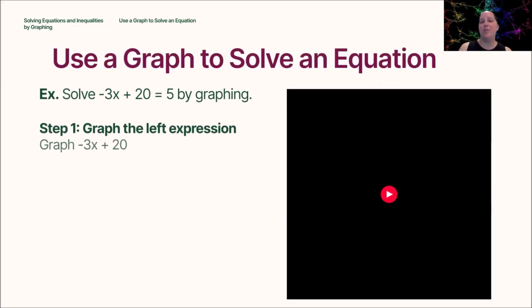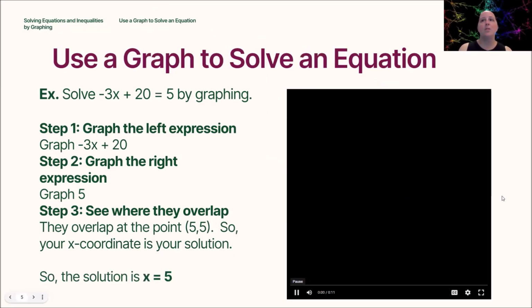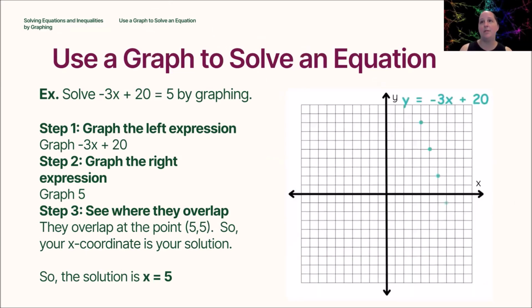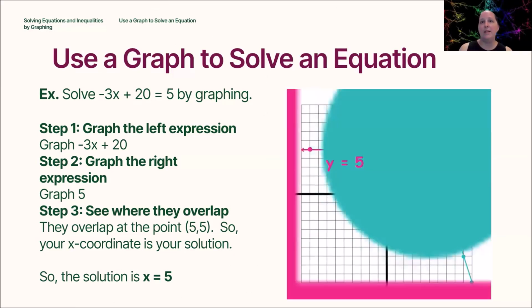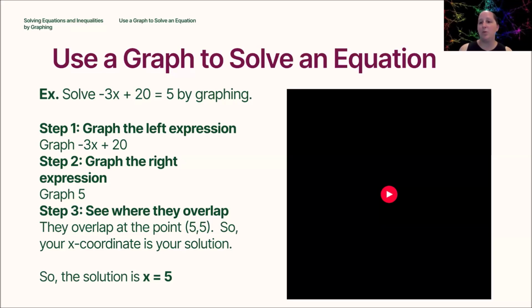So if I wanted to solve negative 3x plus 20 equals 5 by graphing, I'm going to graph the expression that's on the left, so negative 3x plus 20. And then I'm going to graph the expression that's on the right, 5. Okay. Then I'm going to see where these two overlap. In this case, they overlap at x equals 5.